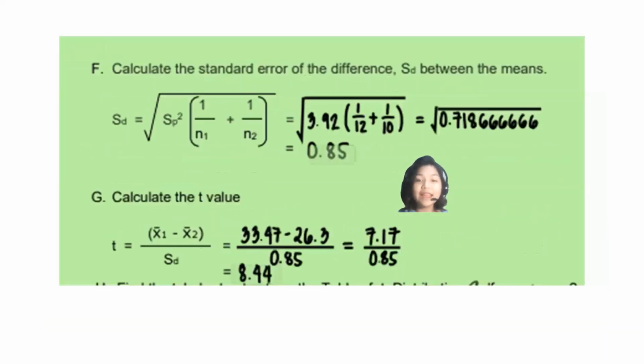Okay? Then, calculate the standard error of the difference. So, the standard error of the difference between the means. Here's our formula for that. So, we have here 3.92.